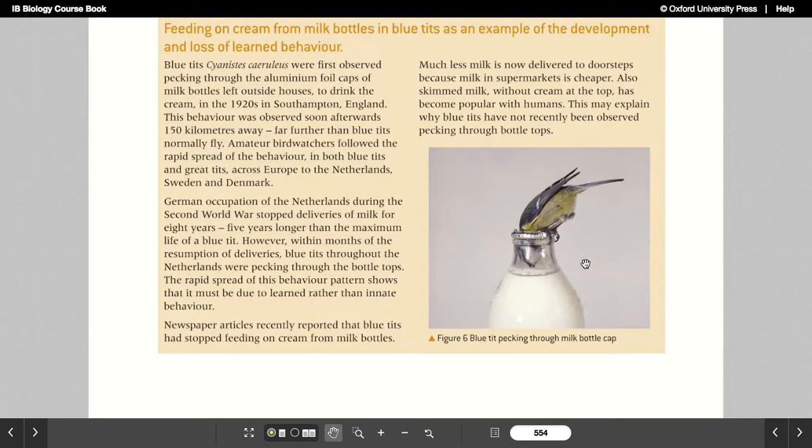In Europe, in England, they used to deliver milk bottles in these little glass things with a cap on them, and blue tits would learn how to peck through those caps and then drink the milk to use that as sustenance. And then there was a period of time when the Germans were occupying that area, so they stopped delivering milk, and the blue tits learned to stop going to the houses to try to drink milk because it wasn't there. But then once the deliveries of milk started again, they popped up again.